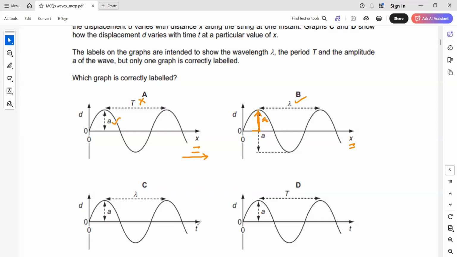What about C? In C, the x-axis is the time axis, so the wavelength is marked on the time axis. That is wrong. Amplitude is marked correctly, but this cannot be a wavelength. This should be a time. The correct answer for this one is D, because on the x-axis, if you have a time scale, this will be the time period. On the y-axis, if you have a distance scale, this will be an amplitude. So the mistake in A was the time. This cannot be a time period. This should be a wavelength, because it's in x. The mistake here is that the amplitude is not marked correctly. The mistake here, this cannot be a wavelength. It should be a time period.